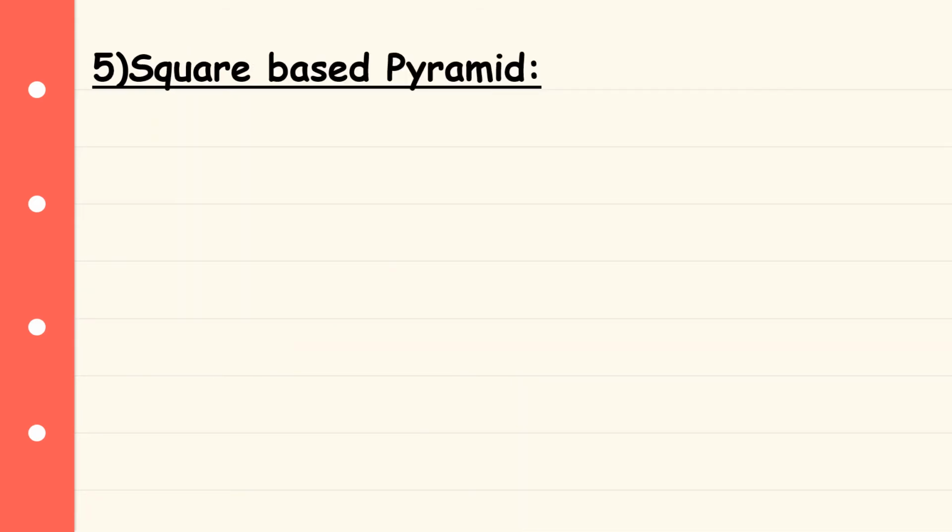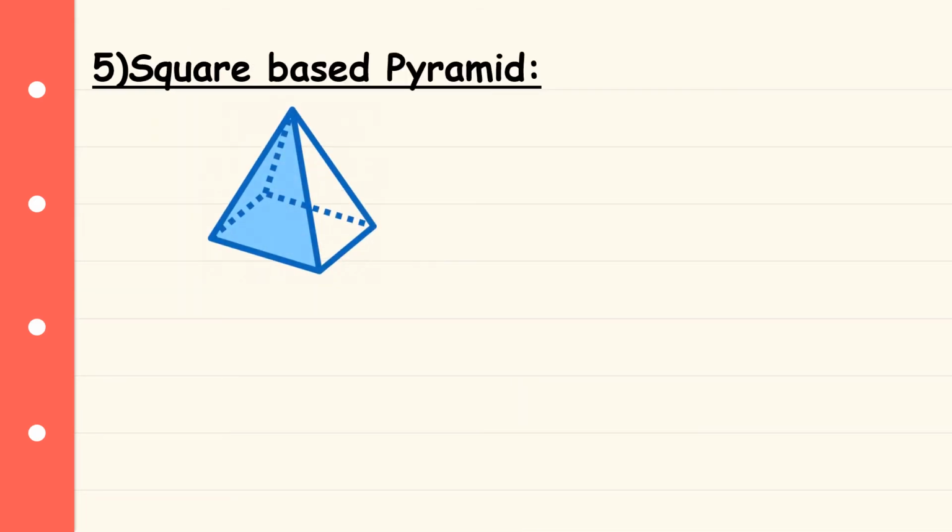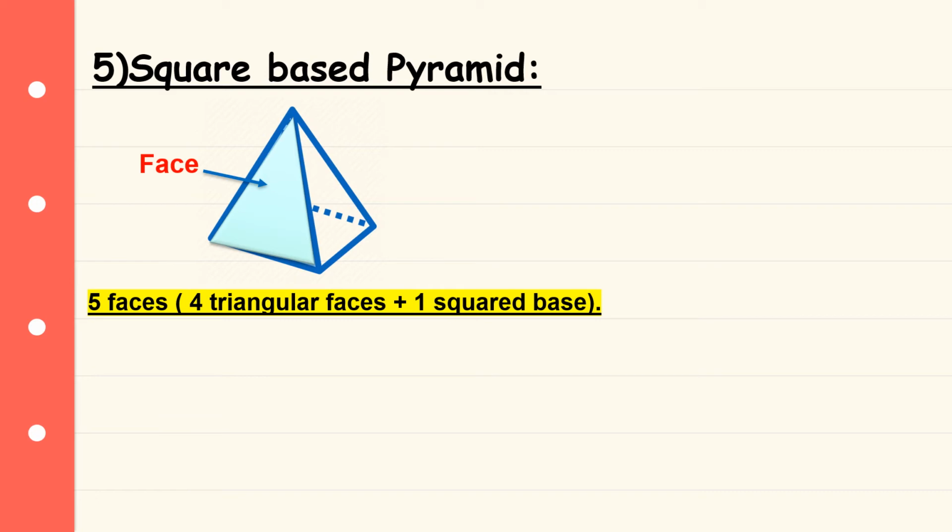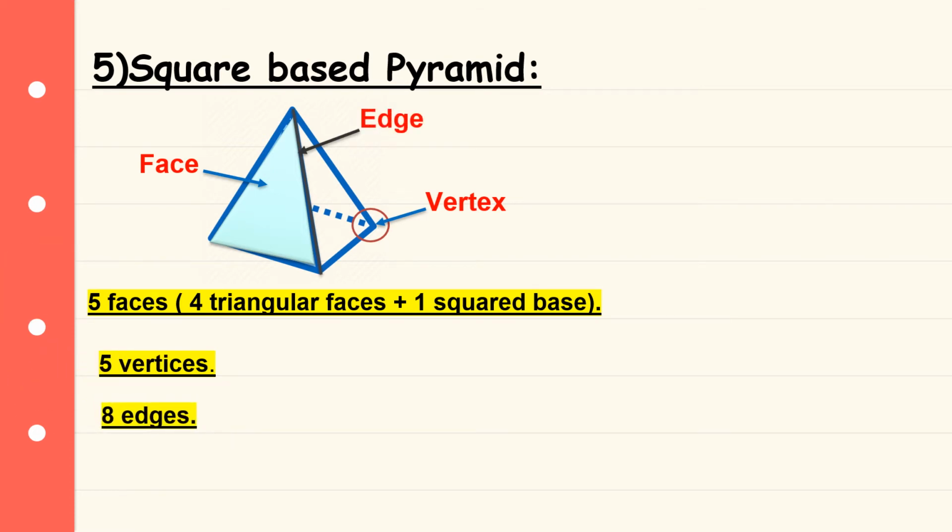The fifth shape is called square-based pyramid. How many faces in that shape? It has 5 faces, 4 triangular faces and 1 square base. How many vertices? It has 5 vertices. And how many edges? It has 8 edges. We can find this shape in our life like the Giza pyramid.